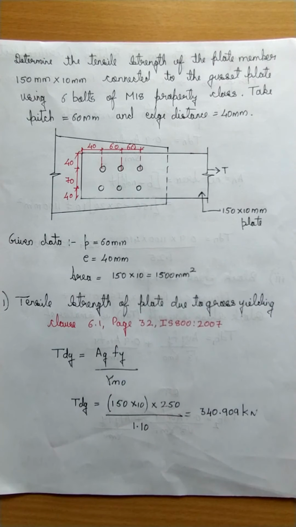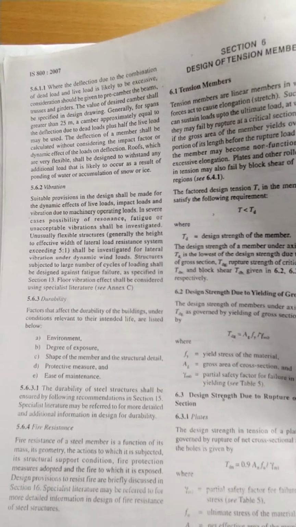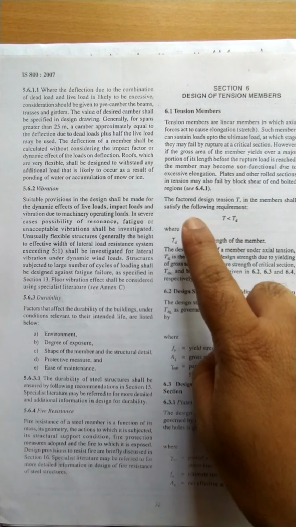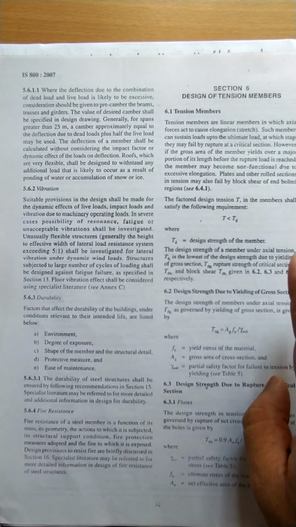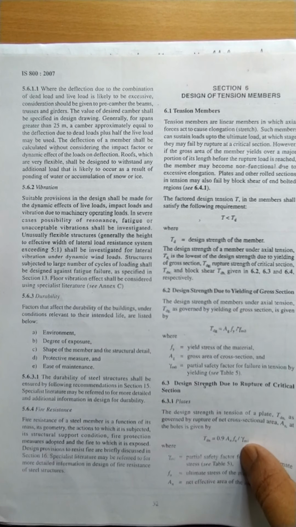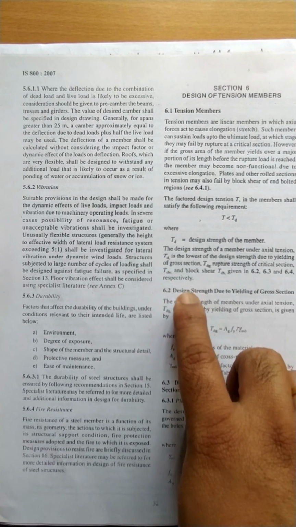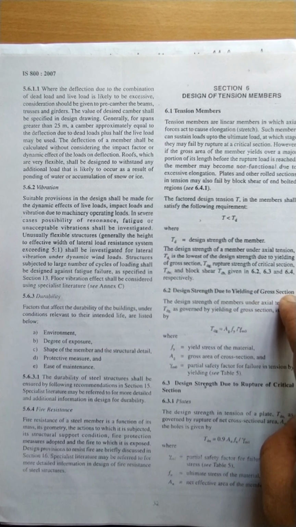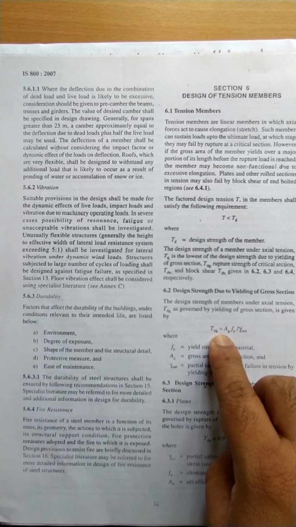Now let us find the tensile strength of the plate member. As per the IS code, IS 800-2007, we will see here. The tension strength is given by 3 components. One is strength due to yielding, one is rupture strength of the critical section, and the third is block shear. So let us start with yielding. The design strength due to yielding of gross cross section as per clause 6.2 is given by Tdg is equal to Ag fy divided by gamma m0.